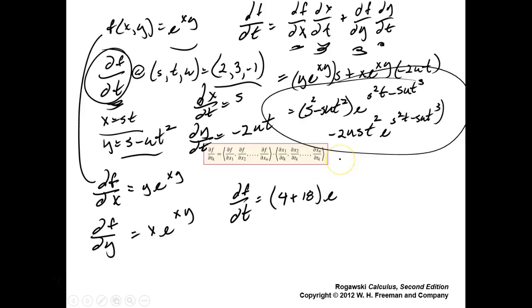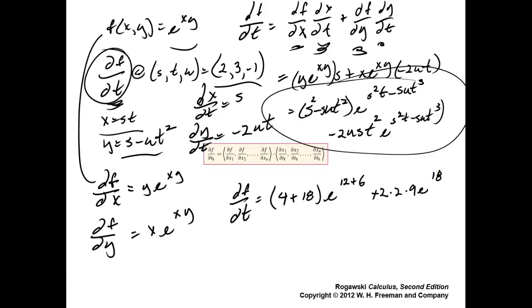E to the 4 times 3 is 12 minus, that's going to turn out being a plus because t cubed is going to be a minus 1, 6. Okay? All right. Minus 2u, which is going to be a plus 2. S is another 2. T squared is a 9. E to the, and that's still going to be 18, I believe.